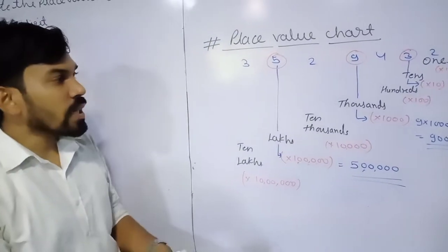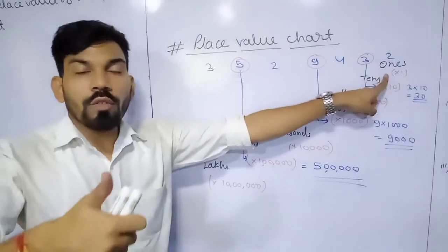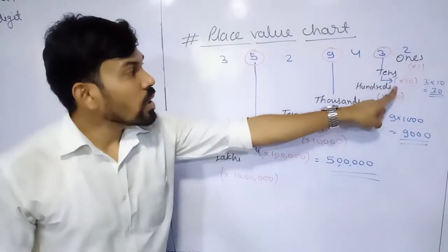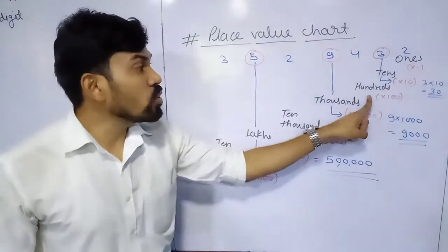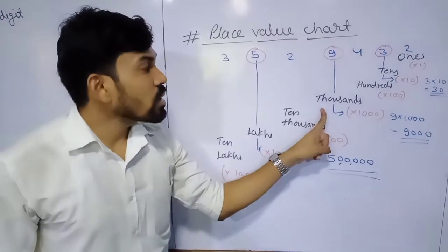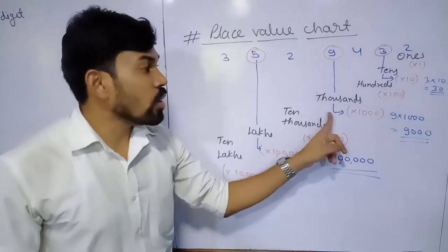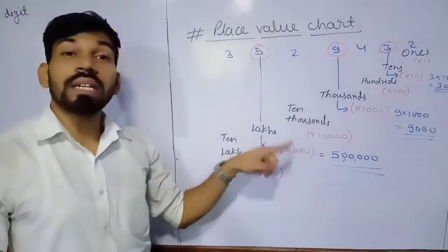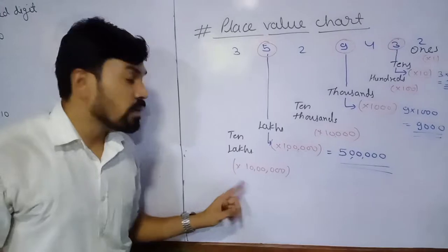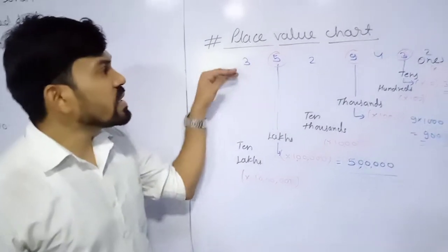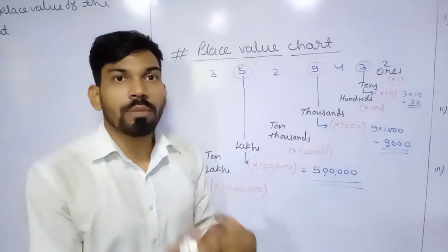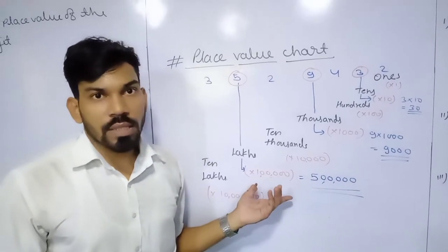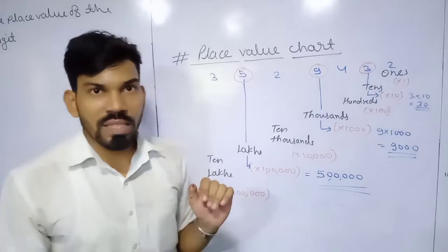Got it? Once again, units or ones multiply with 1, tens multiply with tens, hundreds multiply with the 100, thousands multiply with the thousands, 10,000 multiply with the 10,000, lakhs multiply with the lakhs, 10 lakhs multiply with the 10 lakhs. Means the digit present at any place we have to multiply by that place in the given sequence. So we can easily find out the place value.